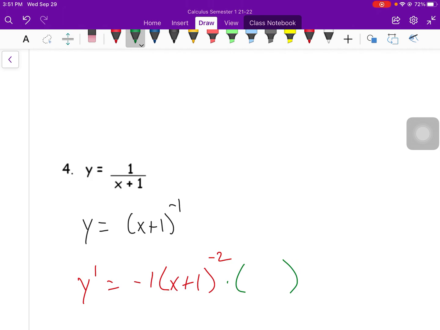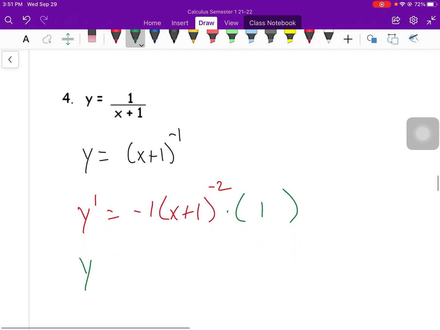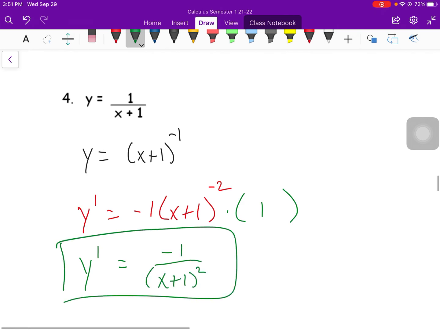Well, the derivative of the 1 piece is gone because the derivative of a constant is 0, but the derivative of x is just 1. So I have a final answer like this. Okay, I like to leave my answers with positive exponents, so I just move that to the bottom of the fraction, and we're good to go.